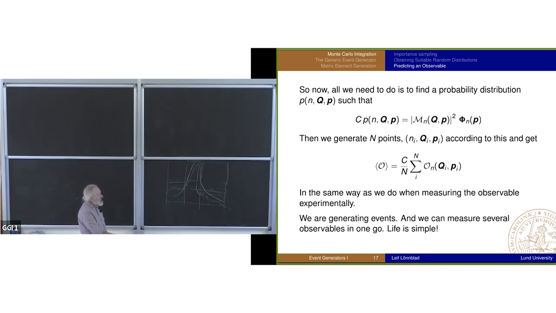And the fun thing is, if we can do this, we can measure the observable in exactly the same way as the experiments do, right? Because they see, ooh, look, two photons. What is their invariant mass? Easy. Same thing here. We get two photons. If not, you just throw it away, and you measure it and you get the expectation value. So this is event generation: trying to find a probability distribution that corresponds to the physical cross-section and generates particles according to that, so that you can measure it in the same way as in the experiments.